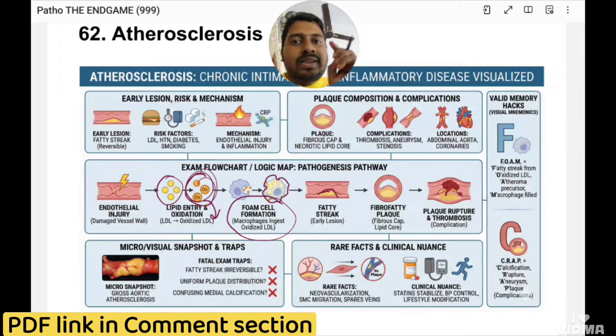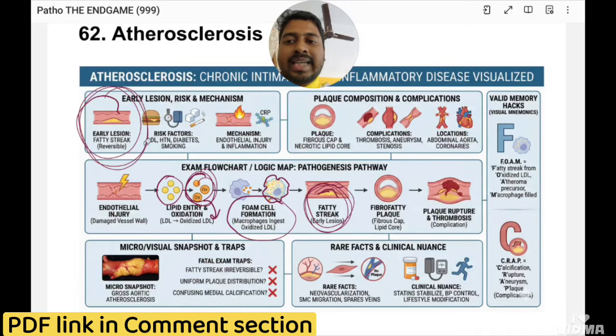Okay, so the first injury is endothelial injury, it's not some other fatty streak deposition. Once this occurs, the fatty streak is the initial, earliest lesion. So the earliest lesion is the fatty streak.